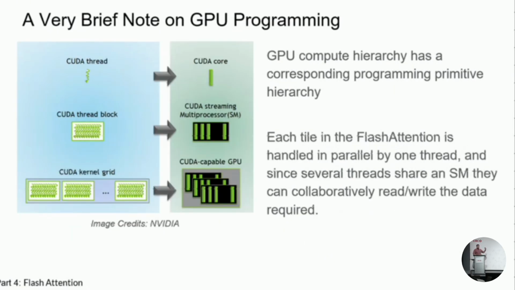And a very brief note on GPU programming. I don't expect you to become a CUDA expert after this, but the compute hierarchy in GPUs has a corresponding programming hierarchy in the programming primitives. A kernel is just a GPU program. It runs on the full GPU. Then for each streaming microprocessor, there are blocks, which are just groups of threads that run together. And for each single core in the processor, we have a corresponding CUDA thread.